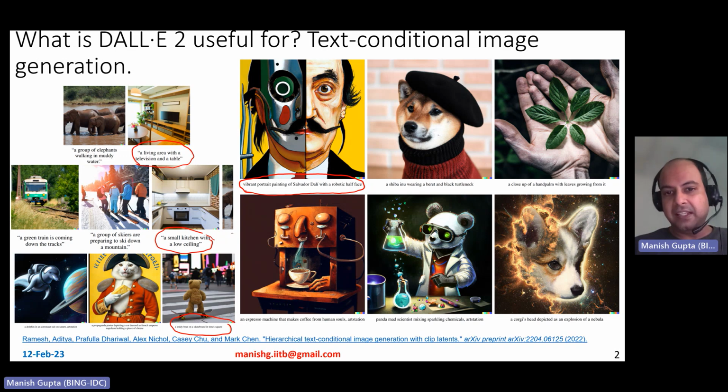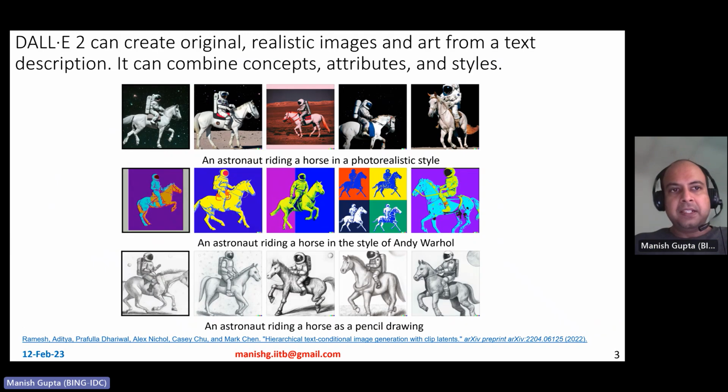DALL-E 2 has been shown to generate images which are seemingly realistic but never existed. For example, a corgi's head depicted as an explosion of a nebula. It's very close to paintings. Of course, humans would take a lot of time drawing such paintings, but it very nicely captures the semantics in the caption, so as to come up with a realistic image. DALL-E 2 can create original realistic images and art from a text description.